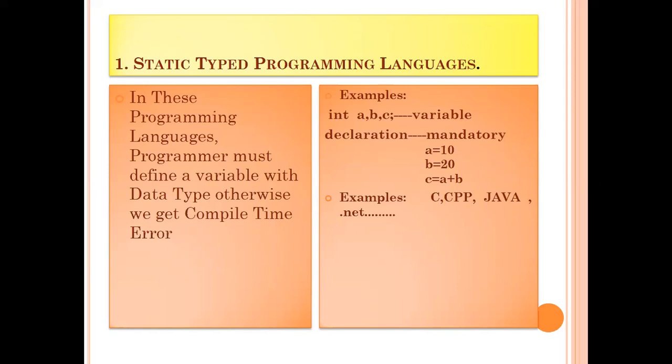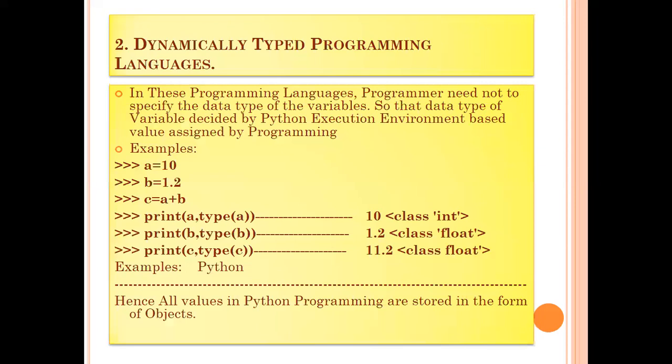Like in C, C++, and Java, it is mandatory to define a variable. Let's talk about the dynamically typed programming language. In this programming language, we need not specify the data type. The data type of the variable is decided by the Python execution environment. So as a programmer, we need not define it. Whatever type of data we enter, we'll get that.